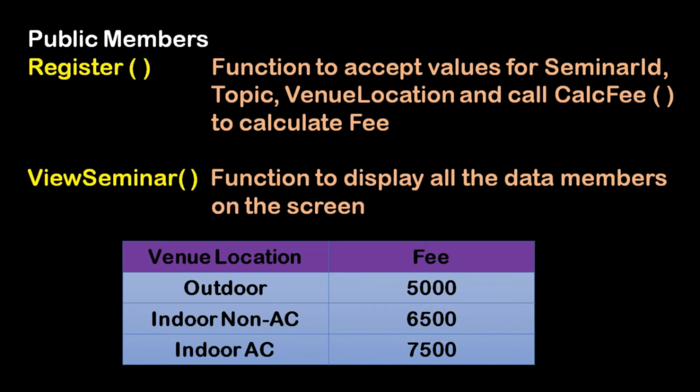We have a table here for the venue calculation, like venue location and then the fees calculation. If it is of outdoor, then the fees will be 5,000. For indoor non-AC, the fee is given as 6,500, and for indoor AC, the fee is given as 7,500. So up to this is the question. Now we are going to see the answer for this.